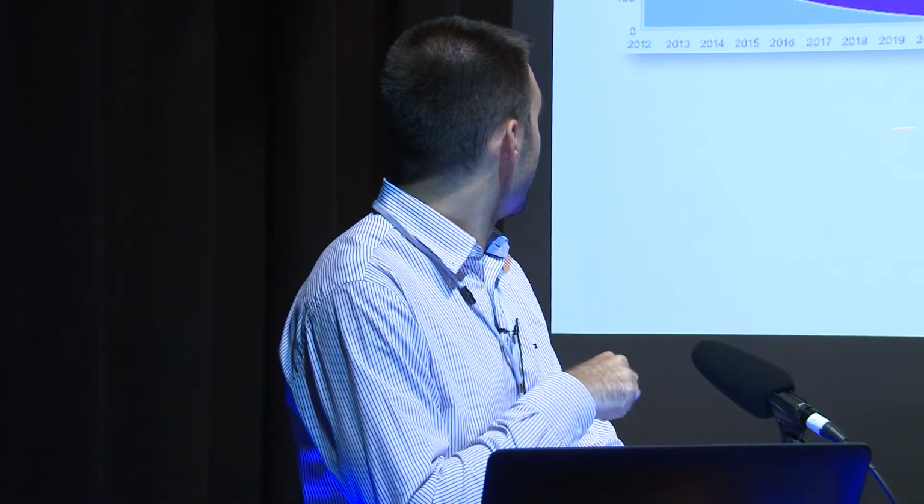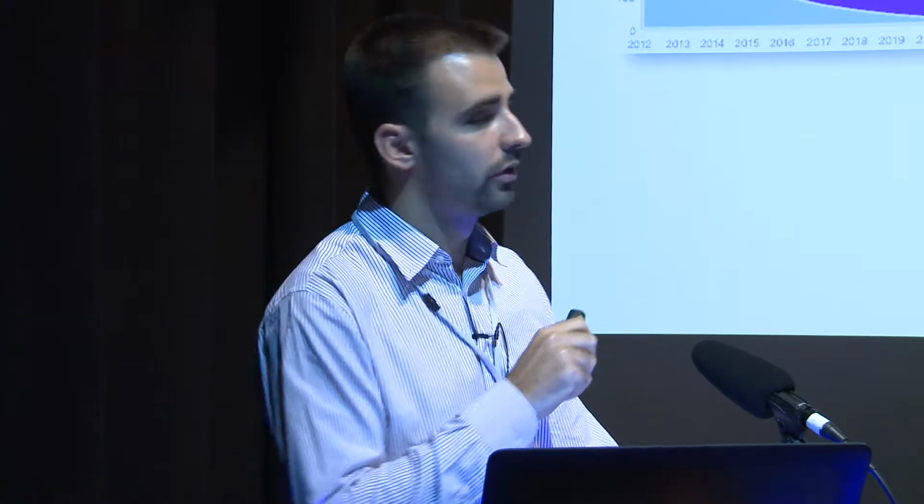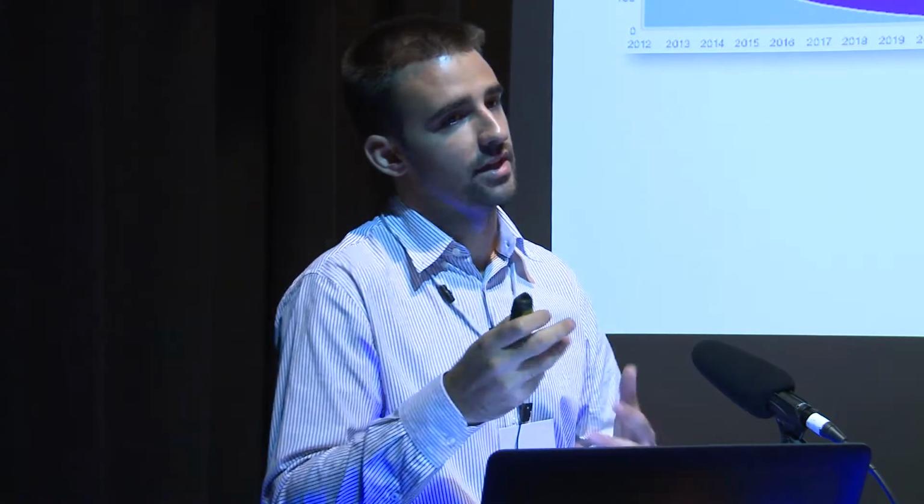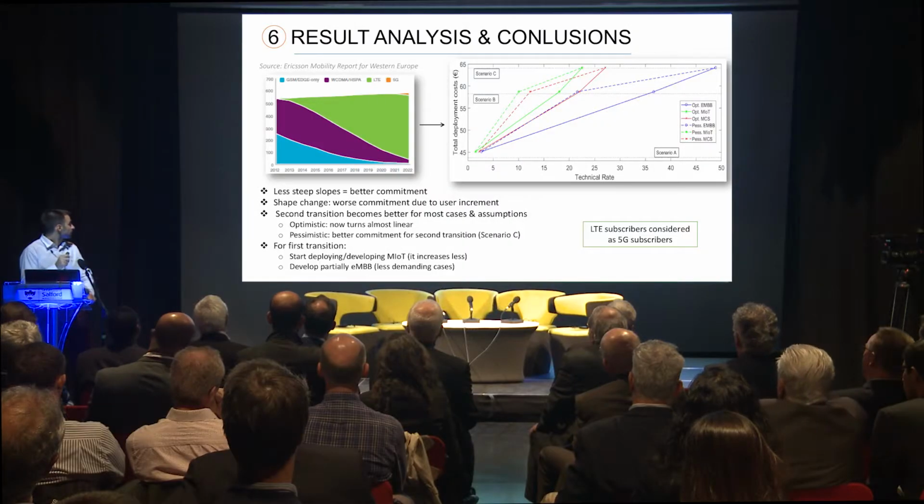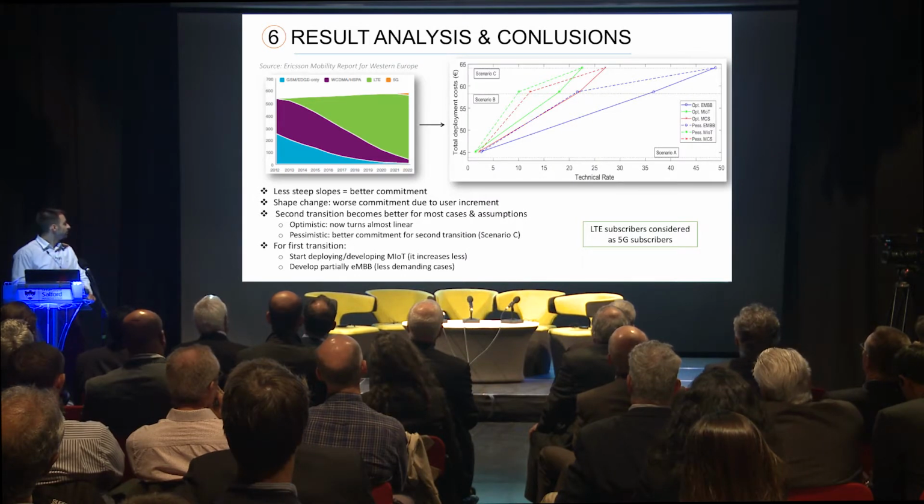To do so, I came up with this mobility report from Ericsson, in which we can see the estimated users for every generation for the next years. Please remember that the results that were shown in the previous slides were in technical rate, which has no units, versus euros per subscriber. So to complete, we are going to check how this subscribers amount influences the result. For this phase, I'm going to consider LTE subscribers as 5G subscribers. And multiplying by the subscribers, we obtain these graphs.